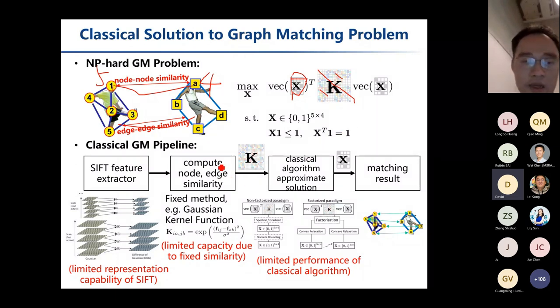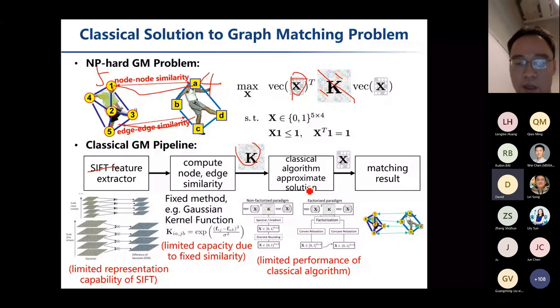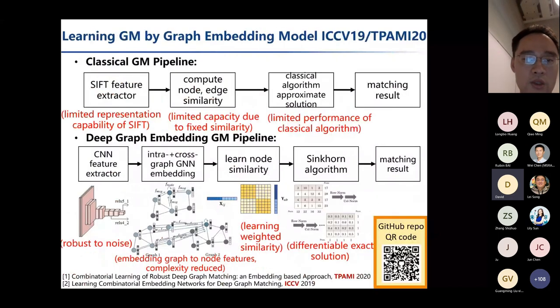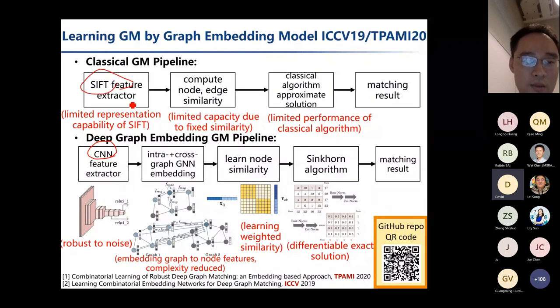So in many applications like computer vision, we try to match two images based on key points, which can be extracted and described by features like SIFT, which is handcrafted. Then we compute the edge and node similarity to obtain K, and then we solve the problem by some approximate algorithms. But now we try to change the rules of the game. We try to use CNNs, deep neural nets, to extract features, which can be more effective for the matching problem. Because the SIFT feature is handcrafted, maybe it's not optimal for the problem or for the data at hand.